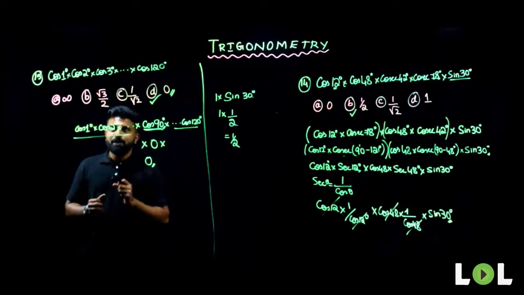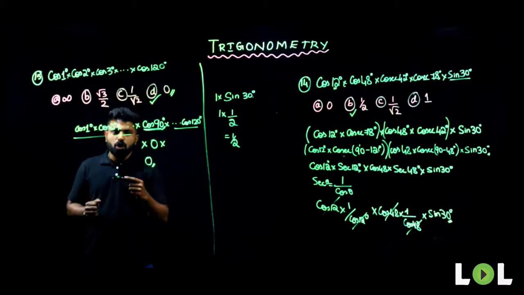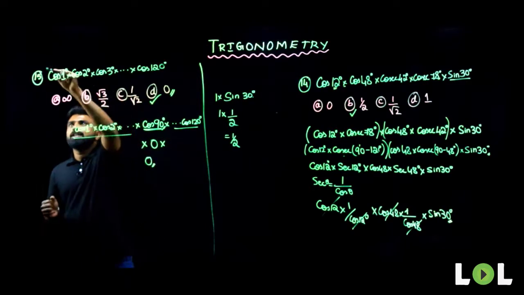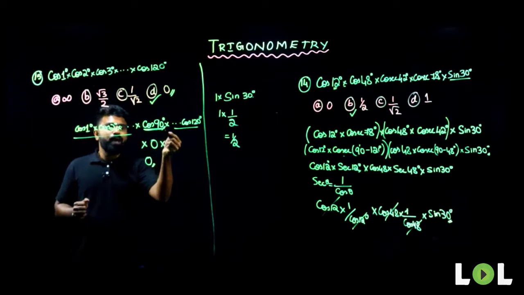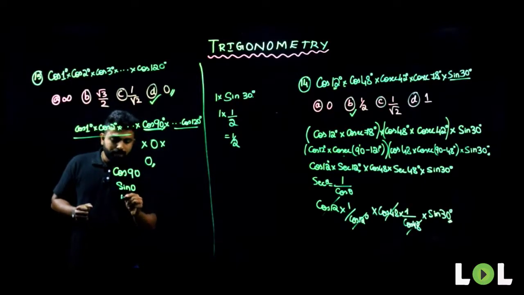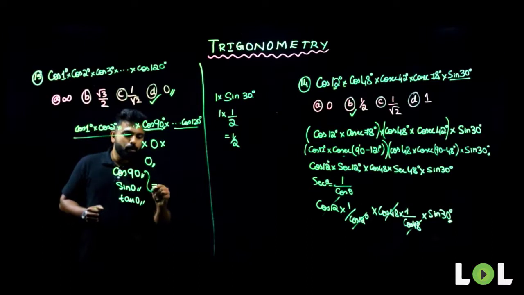So look at this carefully, people. Whenever you are finding something like this, cos of 90 degrees or sine 0 degrees, whenever there is only multiplication involved and you find values like this, that is cos 90 or sine 0 or tan 0, you can directly write the answer of the entire equation as 0. Provided there is multiplication throughout, because 0 into any number gives you 0.